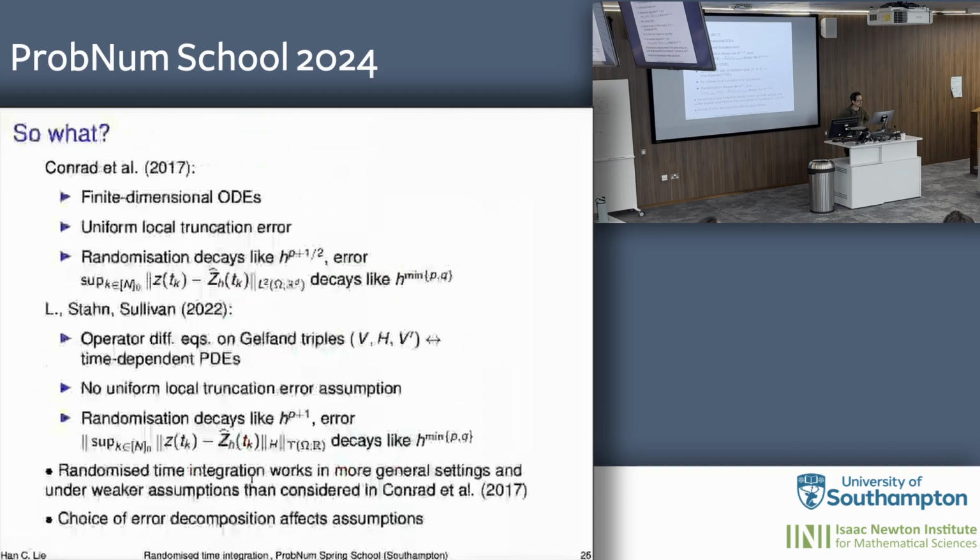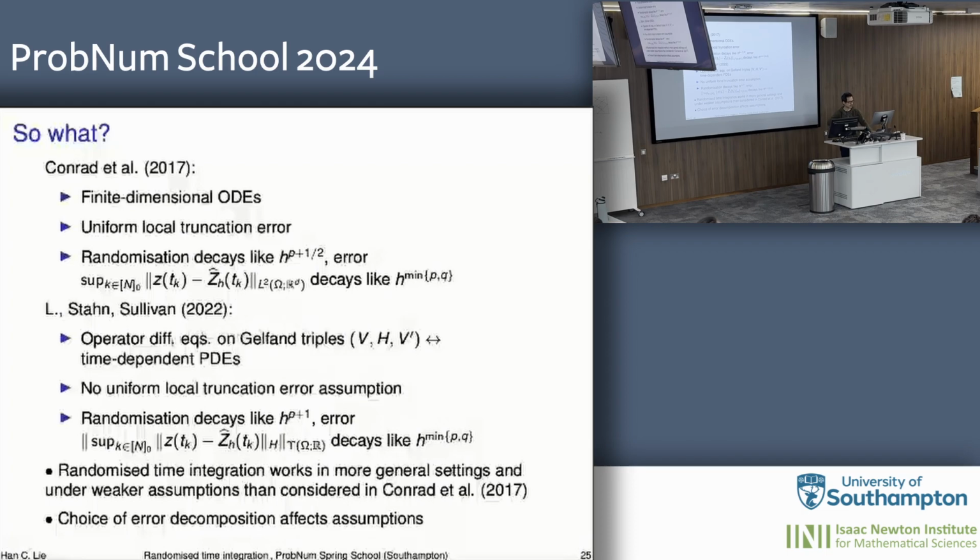So what's the point of all of this? Just to recap, what Conrad et al. did 7 years ago, actually more than 7 years ago because they had to struggle, I was told, to get it published. It was a Herculean effort. They looked at finite dimensional ODEs. They assumed uniform local truncation error, which I would like to emphasize is quite strong. There are lots of ODEs for which it doesn't hold. And they assumed a randomization that decayed slower than ours, and they obtained an error in L2.